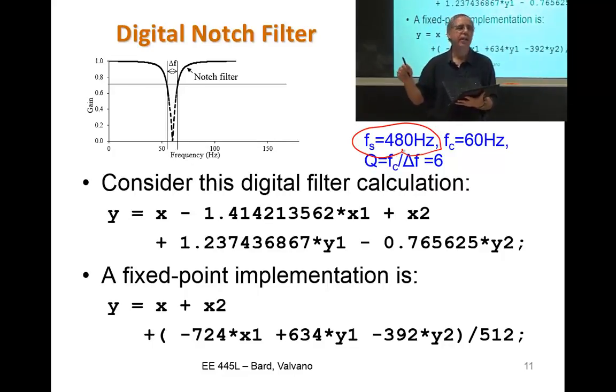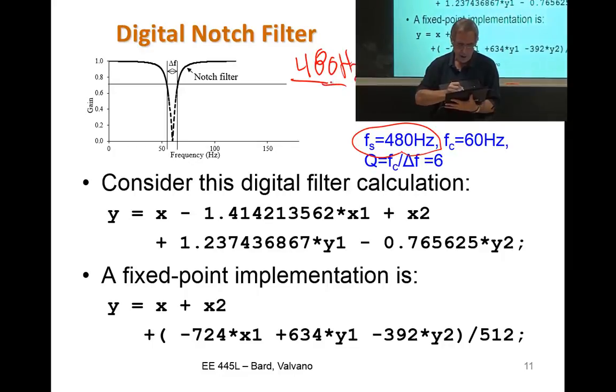If this were the 319K, how would you make it sample 480 times a second? A SysTick interrupt would occur at what rate? What rate would you have SysTick interrupts at? 480 hertz. And what would you do during the SysTick interrupt service routine? Sample. Okay.